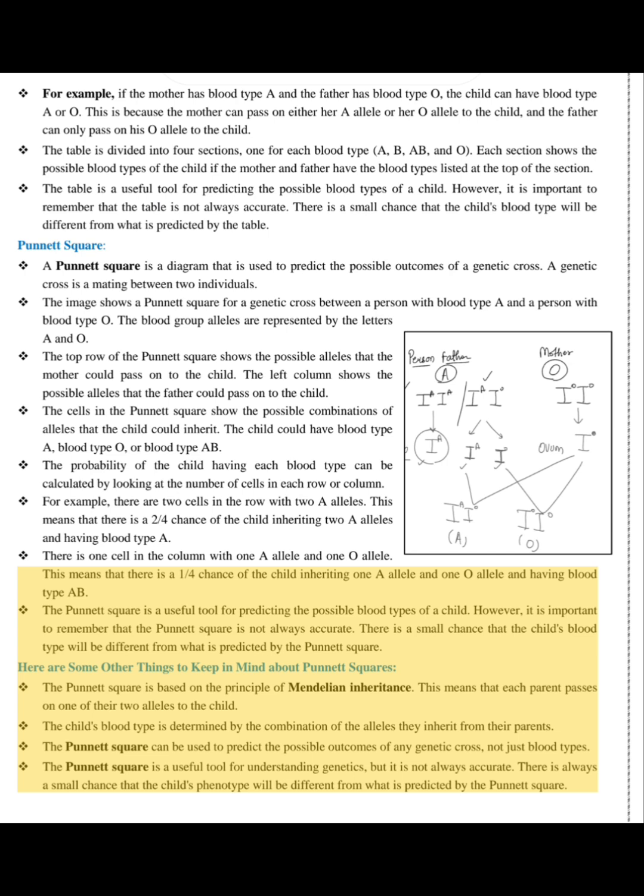The Punnett square is based on the principle of Mendelian inheritance. This means that each parent passes on one of their 2 alleles to the child. The child's blood type is determined by the combination of the alleles they inherit from their parents.